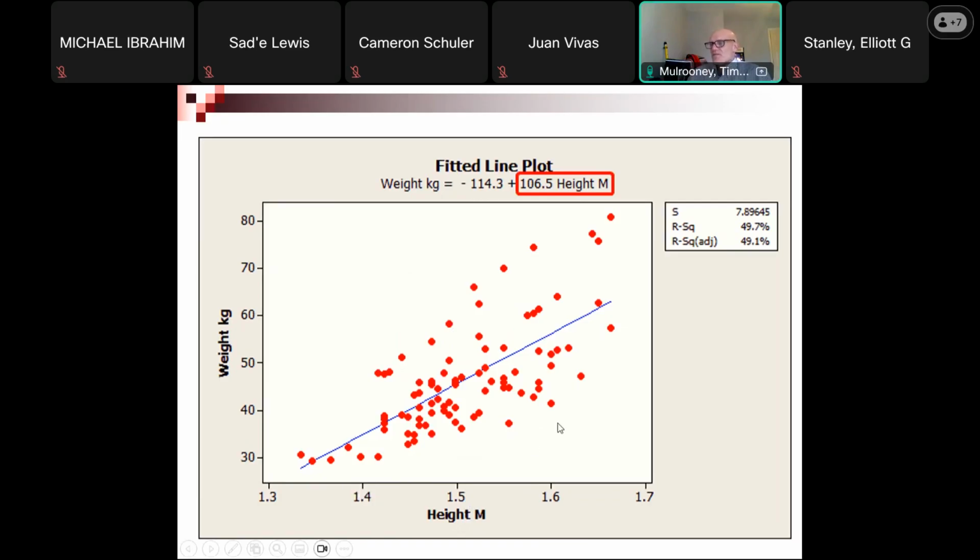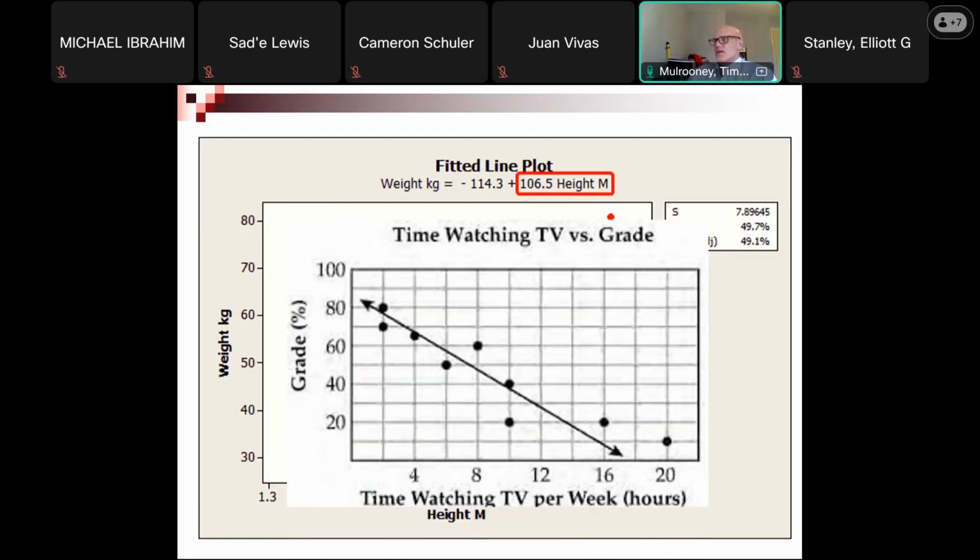So we have people above the mean, we have people below the mean, but we're going to talk about this line of best fit. We're going to look at something here called an R squared. But when we think about it at the most fundamental level, think about y equals mx plus b. This is the equation for a line, and we're going to go through and do this a little bit in Excel. Here's one: time watching TV per week versus your grade. And you can see here, as your time watching TV increases, your grade goes down.